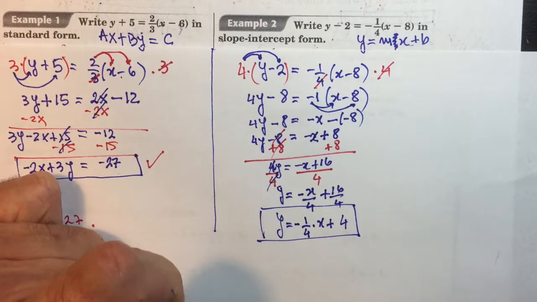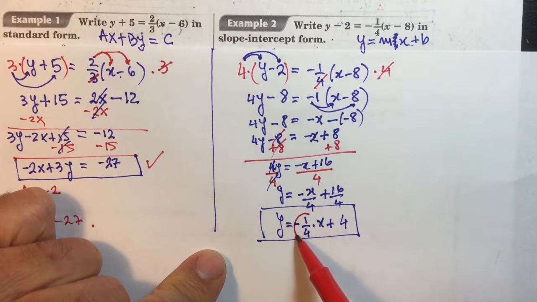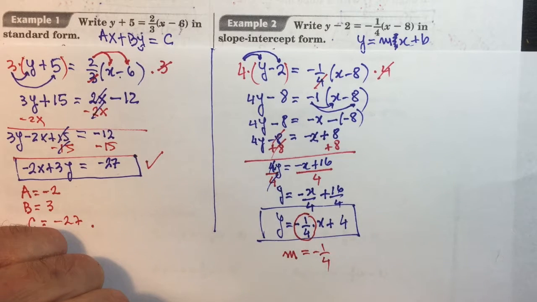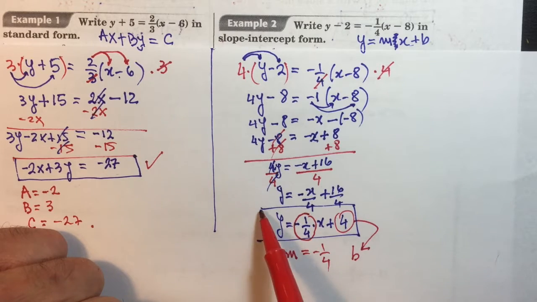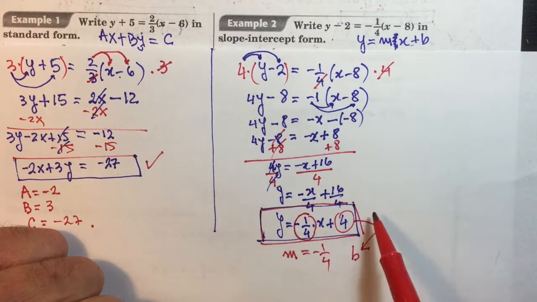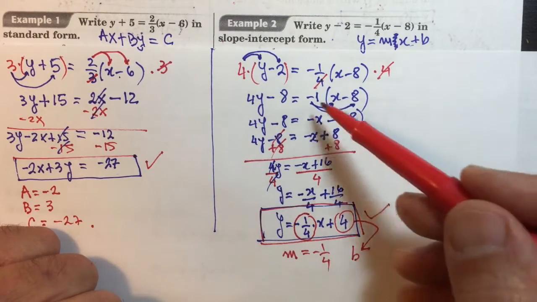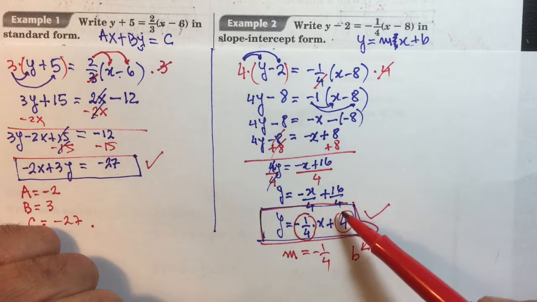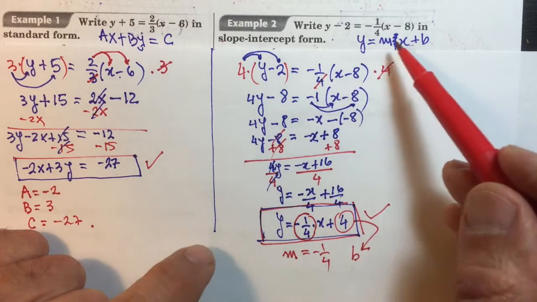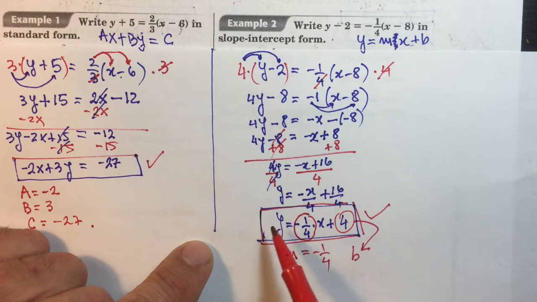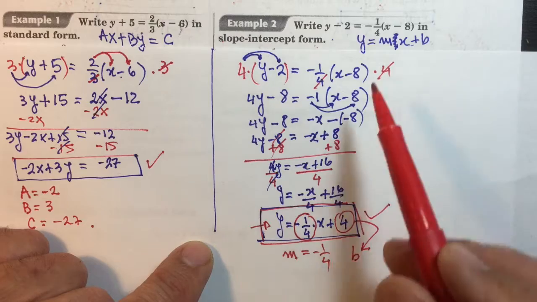What is going to be my m? This is going to be my m. M is going to be negative 1/4. And what is going to be my b? My b is going to be this one. And this is my final answer for this exercise. This is the slope intercept form. So you see that I have to work a little bit with the numbers to make it the same way as the slope intercept. Subtracting, adding, dividing. So at the end I have the same equation as the slope intercept form.